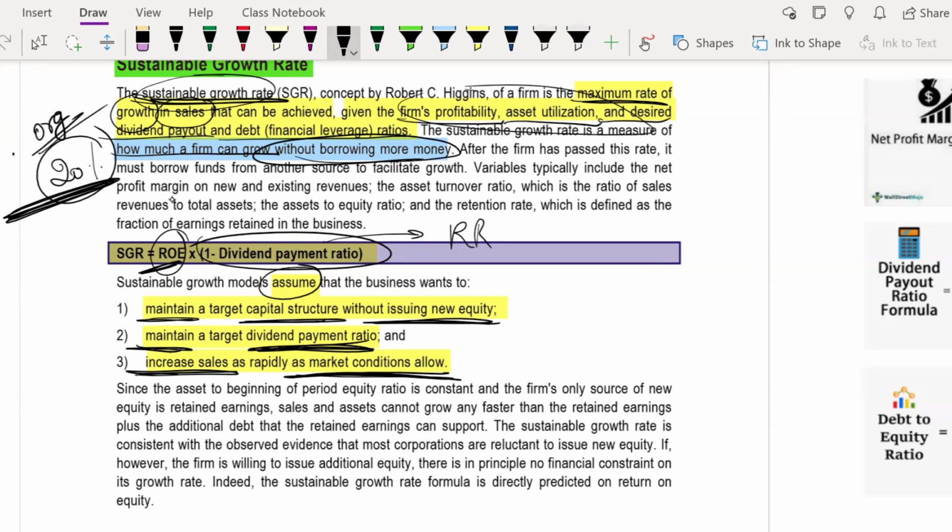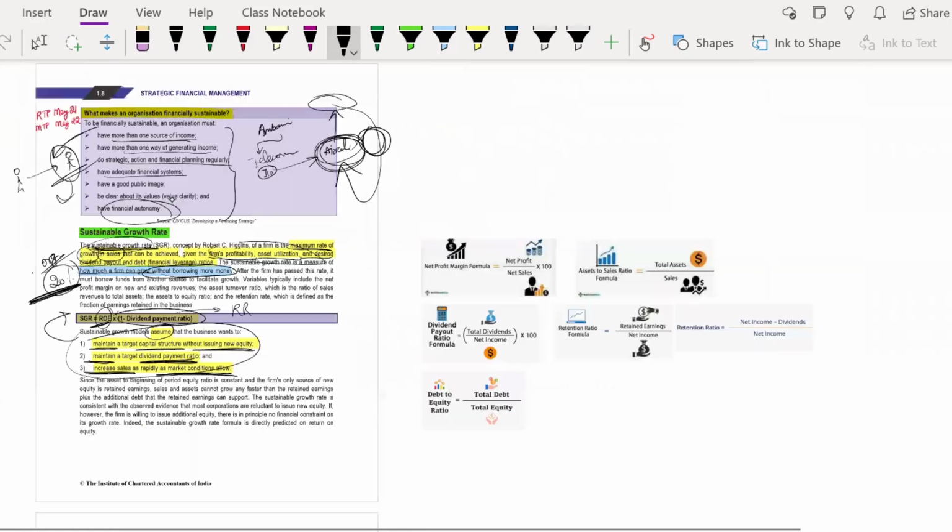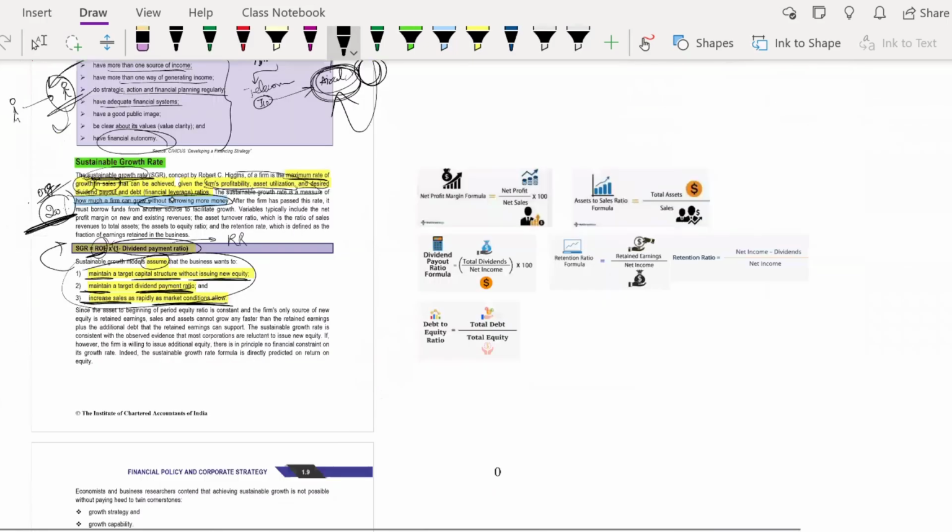And then your increase will be according to how much your market condition is allowing and not how much you want selfishly. Okay, so these are the three assumptions given here, based on which this formula is made. Sustainable growth rate equals return on equity multiplied by 1 minus dividend payout ratio, or multiplied by retention ratio. Okay, so that was about your sustainable growth rate.